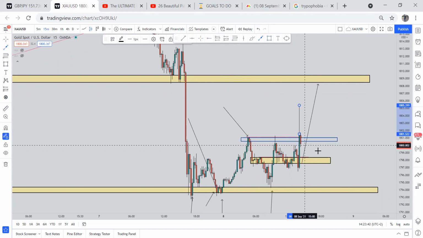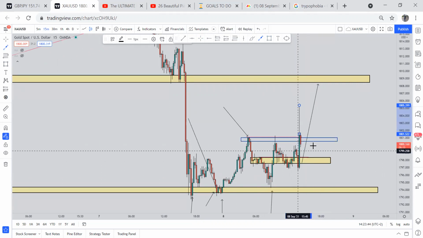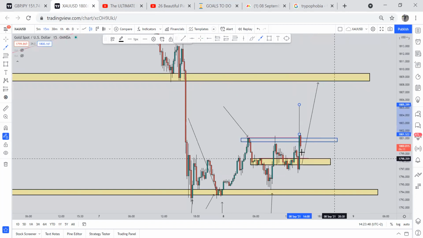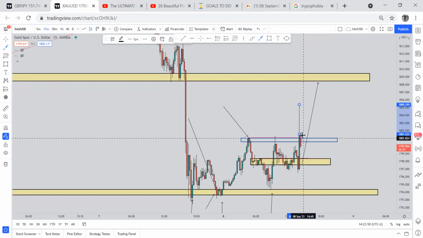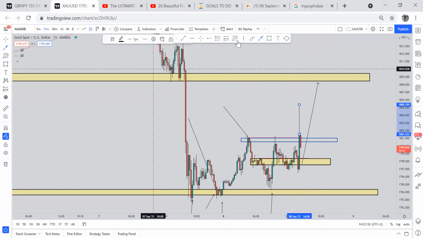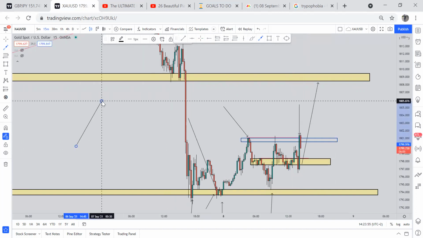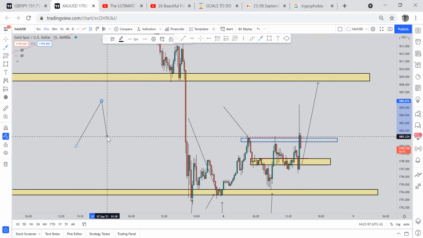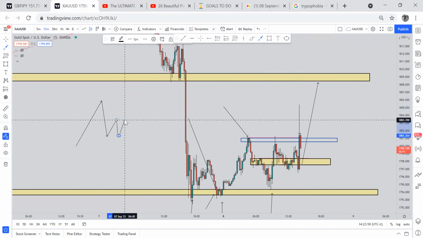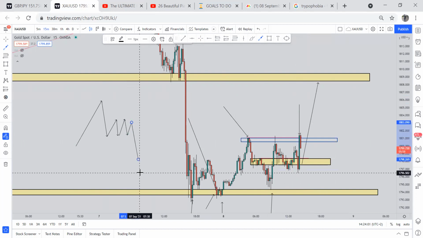So now we can look for a scaling in position in this area here. So how are we going to enter? We're not going to enter now, because it could be that the price can break out of structure and then come back into structure and start to form some sort of continuation pattern and then continue to shoot to the downside.